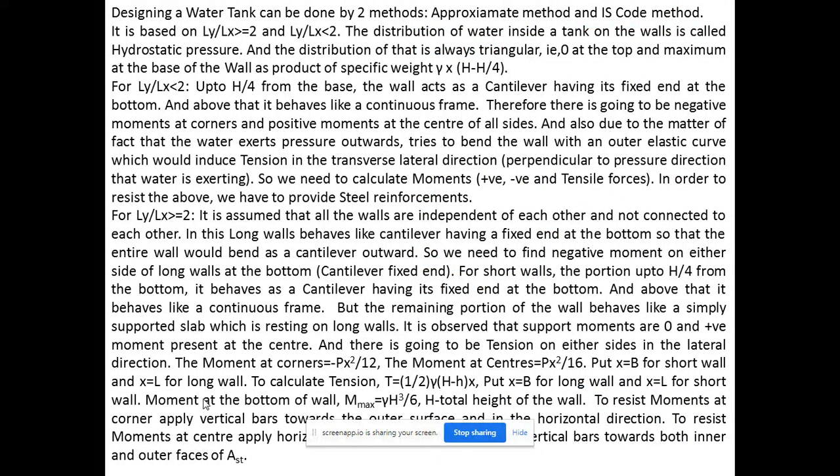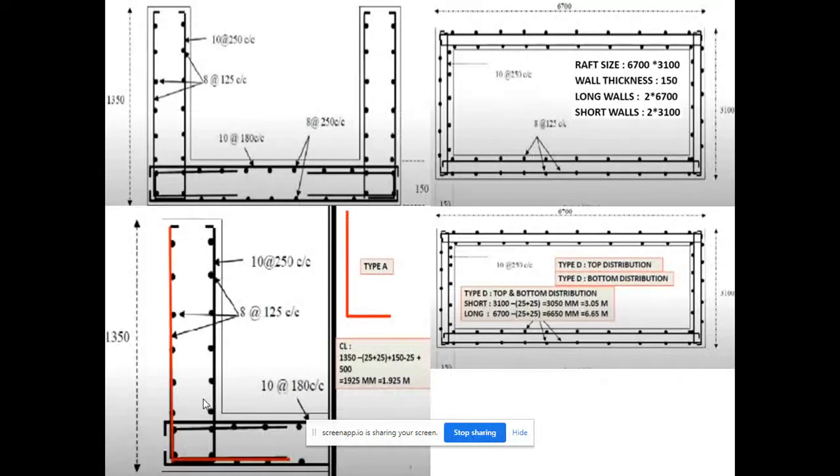Now, designing the water tank can be done by two methods. The first one is called the approximate method and the other is called the IS code method. I have described the approximate method here in this slide, and here is a practical process of constructing a water tank or a sump.